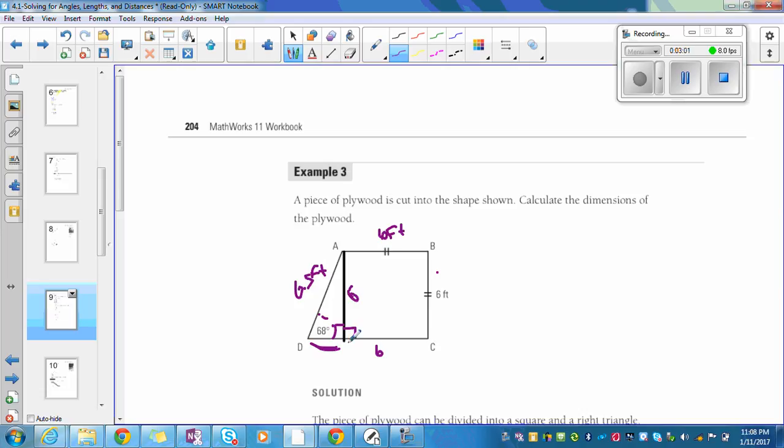The only thing we need to do now is solve for this big long length DC. We know from where we cut the triangle out to C here is 6, but we need to know this little length of the triangle. So we can use angle 68, the opposite side 6, and this is the adjacent side, so we need to know the adjacent side, and we have the opposite.